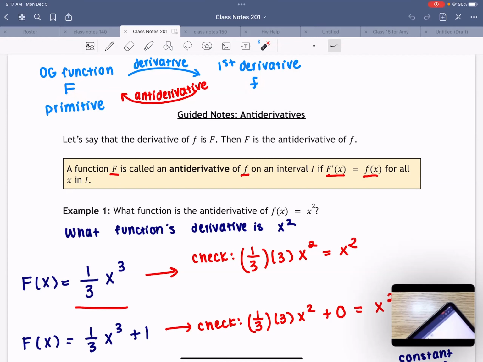Antiderivatives go in the opposite direction. When we're finding the antiderivative, we're starting at the first derivative, so we're given this. We want to go back and figure out what the original function is. So we're going backwards. The antiderivative is the original function of the derivative.